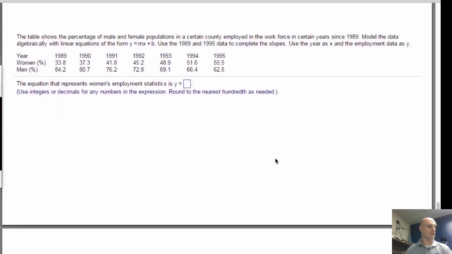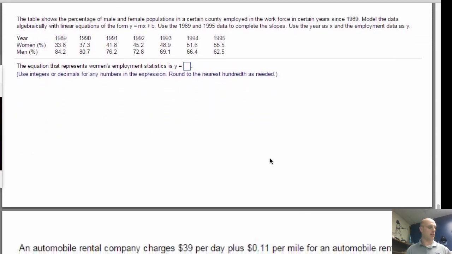Okay, and so if we look at this, what we're going to do is try to figure out: the table shows a percentage of male and female populations in a certain county employed in the workforce in years since 1989. Model the data algebraically with linear equations in the form of y equals mx plus b. Use 1989 and 1995 to complete the slopes. Use the year as x and the employment data as y.